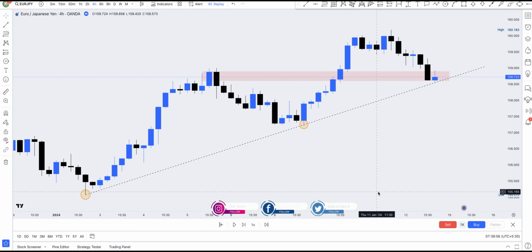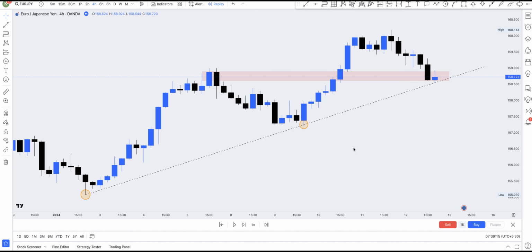So we talked about the first step, which is identifying the trend, and the second step, which is marking our key levels, which are the trend line and the support and resistance, like I said. And I was also talking about the Fibonacci retracement level.